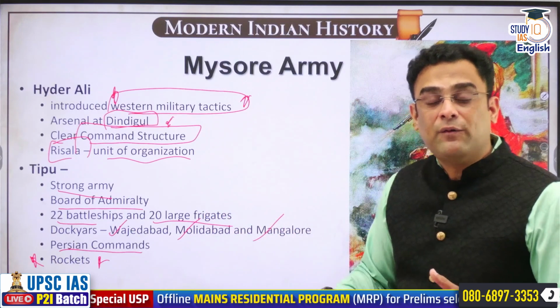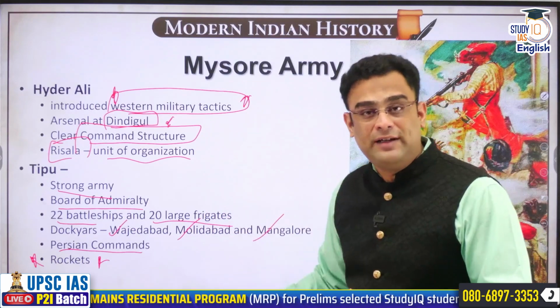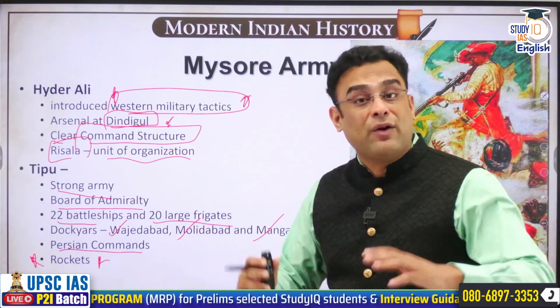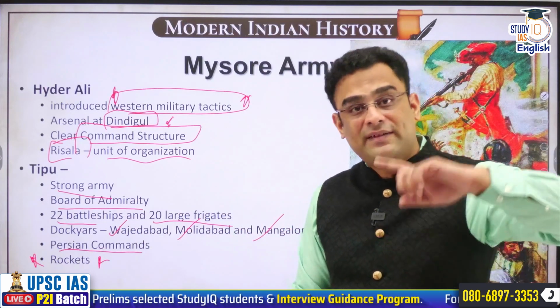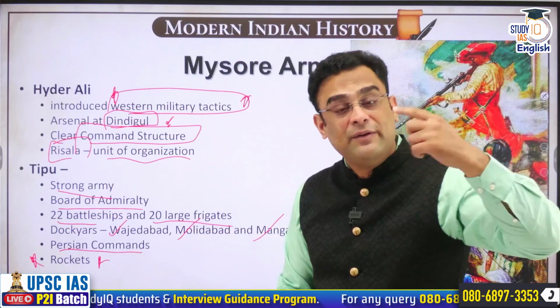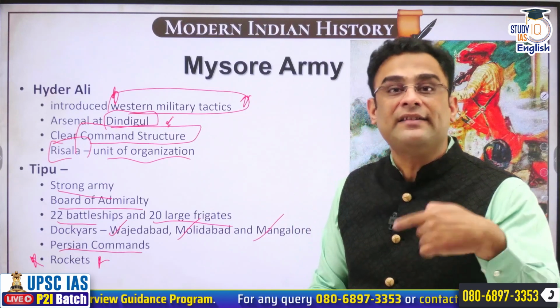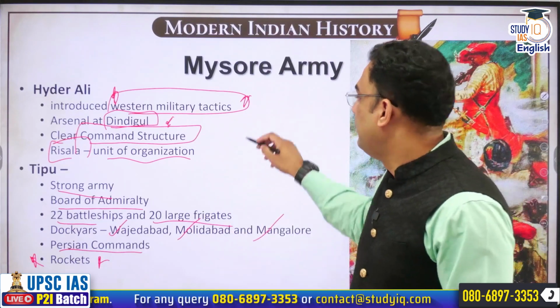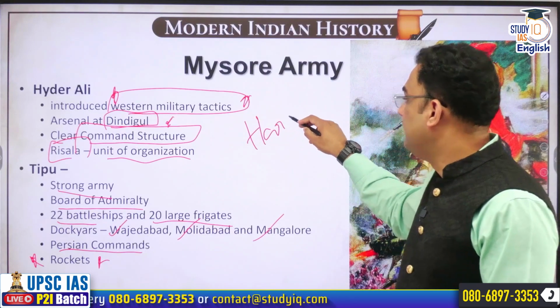The Britishers, when Tipu Sultan was finally defeated in 1799, they got hold of all the rockets, sent them to London, and there they reverse engineered them. And they then started their own rockets, which are referred to as Hargreaves rockets.